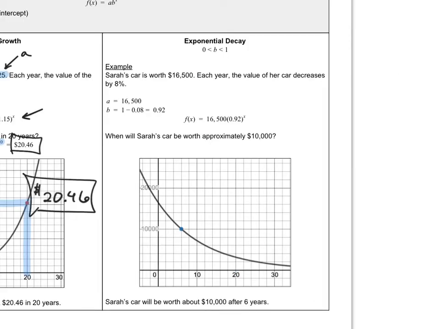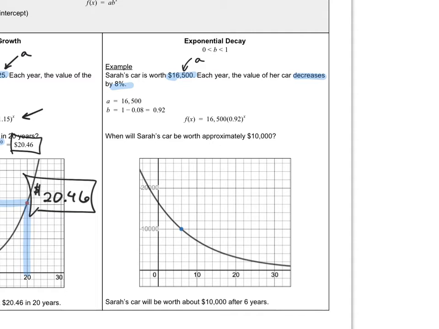So what about decay? Here's a real-world example that most of us are familiar with. Sarah's car is worth $16,500. Each year, the value of her car decreases by 8%. So she started with a value of $16,500. That's our initial value here, and it's decreasing by 8%. So what we're going to do with that decrease is subtract it from 1. So 1 minus 8 hundredths equals 92 hundredths, or 0.92.